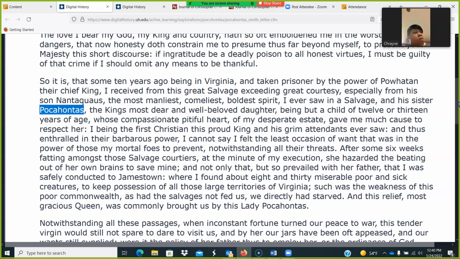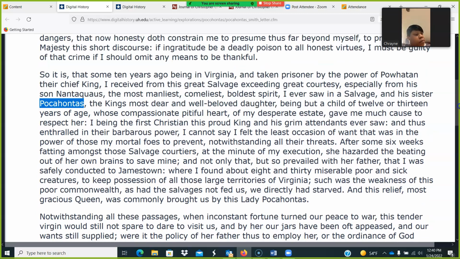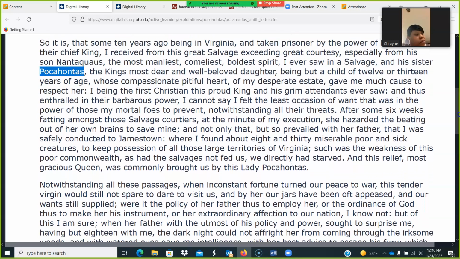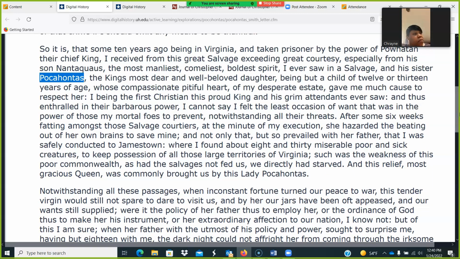So let's do a little bit of math. She's either 12 or 13 when they meet, and this is 2 plus 2 years later. How old is she when they get married?